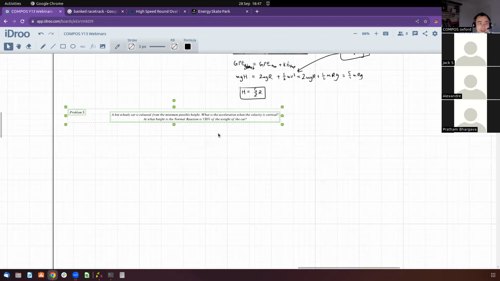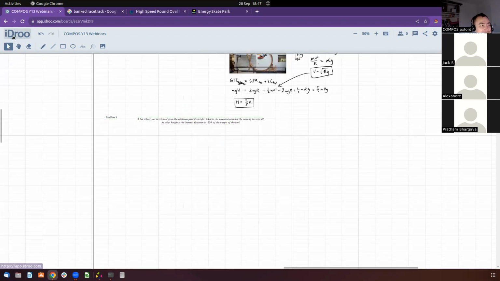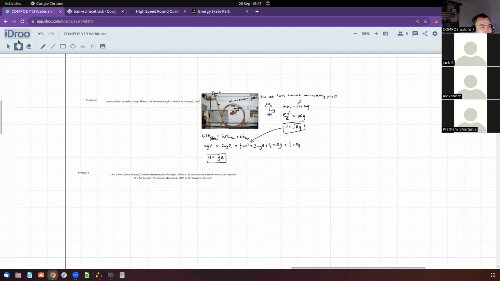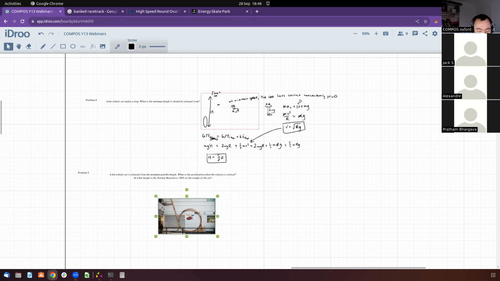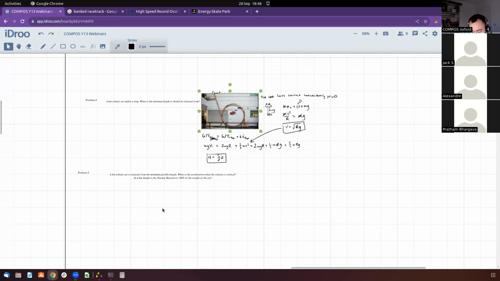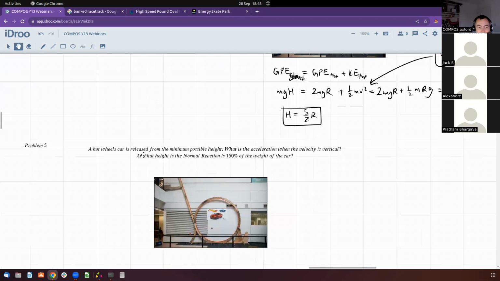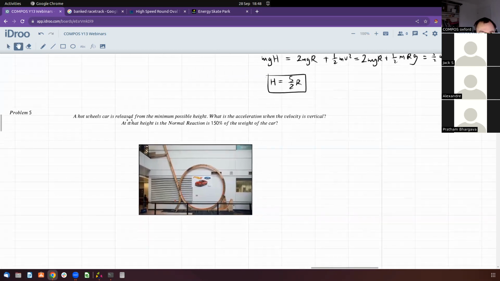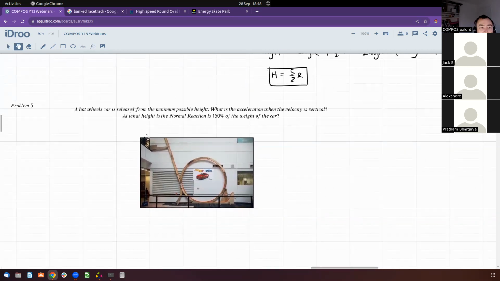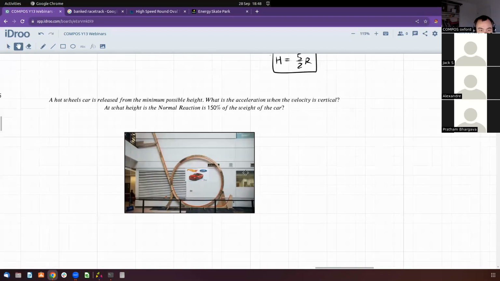Okay, so Hot Wheels car. It's the same thing. So let's take the Hot Wheels car again. The Hot Wheels car is released from the minimum possible height. What is the acceleration when the velocity is vertical? At what height is the normal reaction 100%, 150% of the weight of the car?